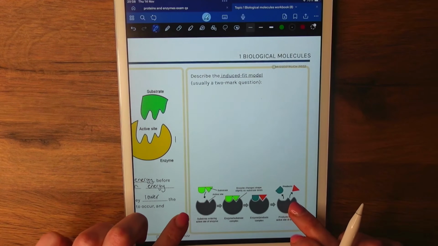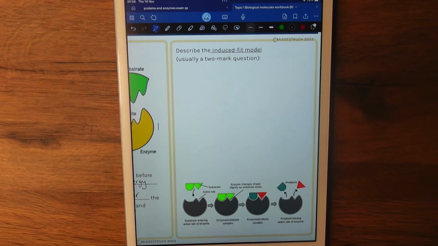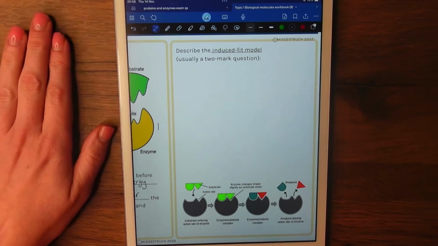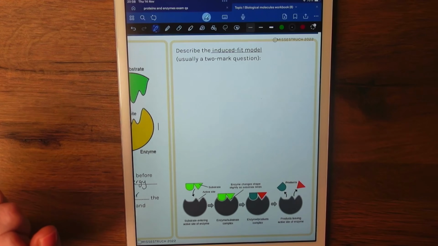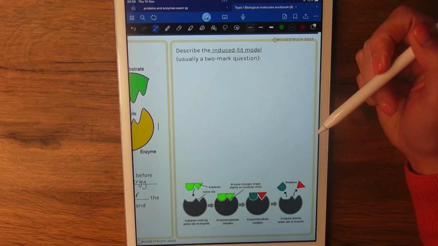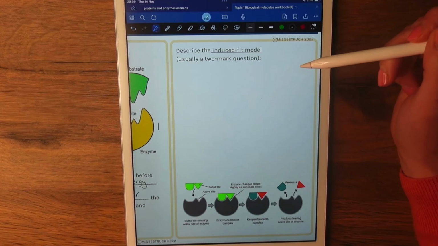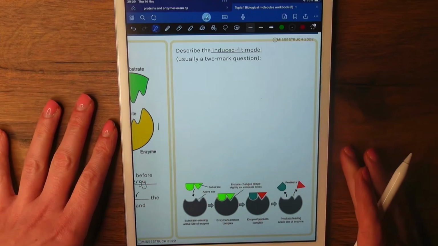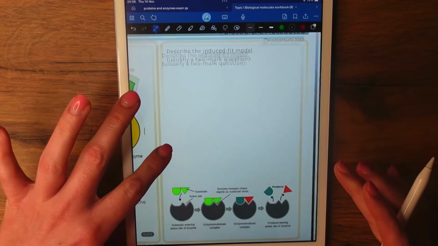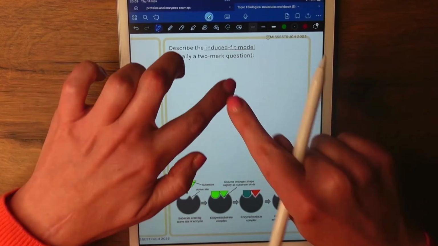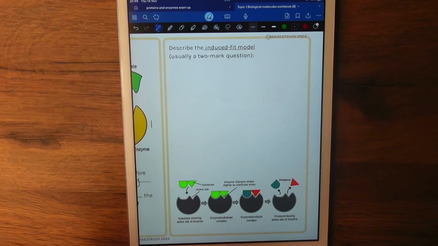So we then need to describe the induced fit model, because at GCSE you need to know the lock and key model. But at A level you actually have to know the induced fit model, and that is the now accepted model compared to lock and key. Now on different exam boards you still have to know the lock and key for some, others you don't. So for AQA, lock and key doesn't come up, but it does still come up a bit for OCR. But the widely accepted model is the induced fit.